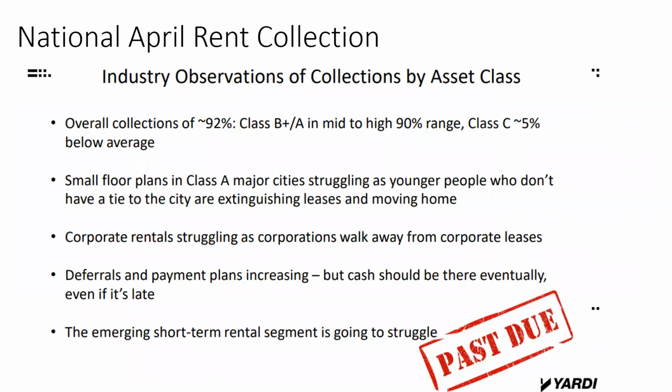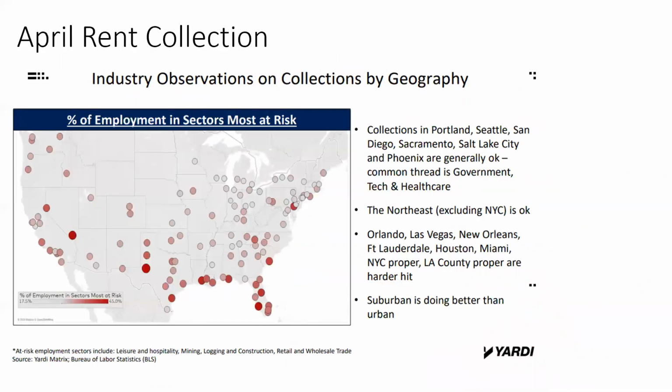Some other collections data on April. People are seeing the A stuff do well, B's right in the middle, and then C's on the bottom half. But these were some of the interesting things that I saw. Major cities, smaller floor plans are getting hurt, corporate rentals are getting hurt, and then the short-term rental market. We haven't seen this too much, but more on the larger single family houses in these tourist areas, those are getting hit significantly. And if you thought you were going to have a big Airbnb segment of your apartment, that probably is struggling right now.